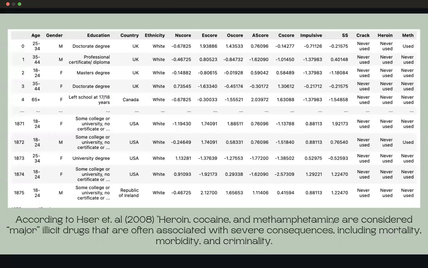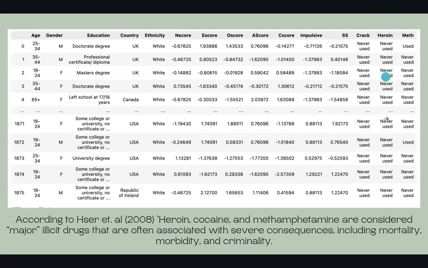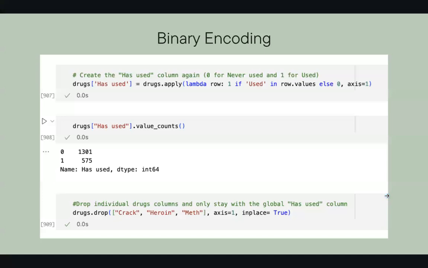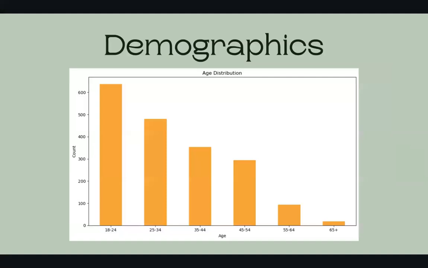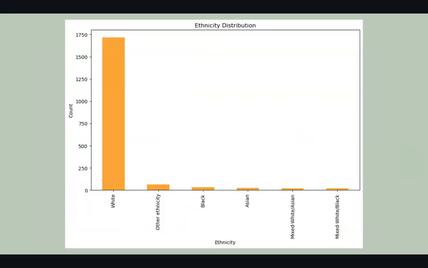Then I decided to narrow the project to only three major illicit drugs: crack, heroin, and meth. Next, I created a new column named has_used, which took a value of 1 for those who had reported consuming at least one of these drugs and 0 otherwise. Regarding the demographics of our sample, I'll show some distributions. This one's for age, gender, education, countries, and ethnicity.